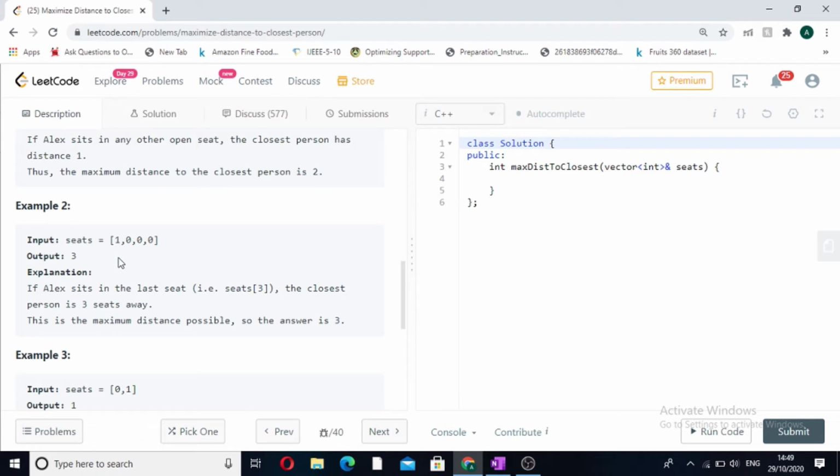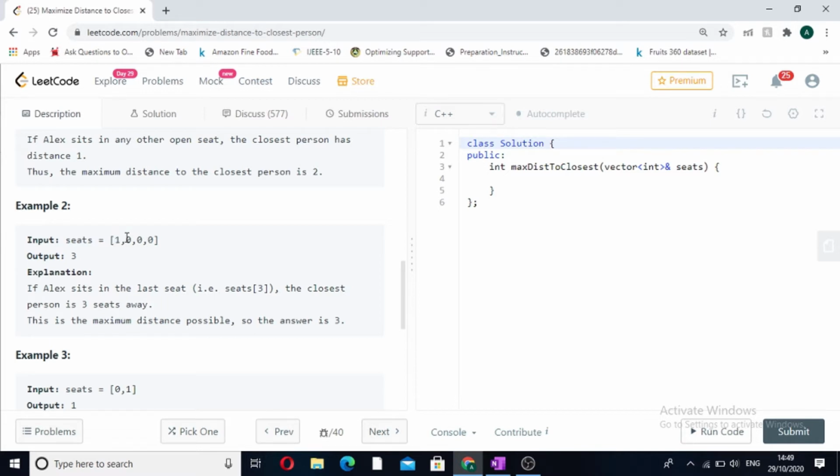See, another example is such that the first seat is taken and the rest of the 3 seats are empty. So in this case, in order to maximize the distance of Alex from the nearest neighbor, Alex will sit at this position, and the distance from this position to this position is 3, which is maximized.